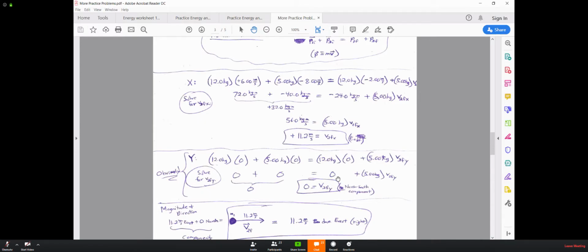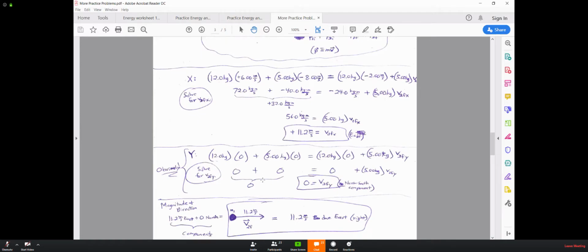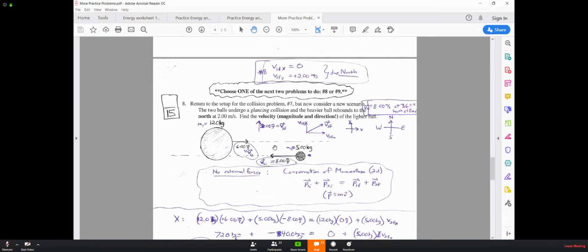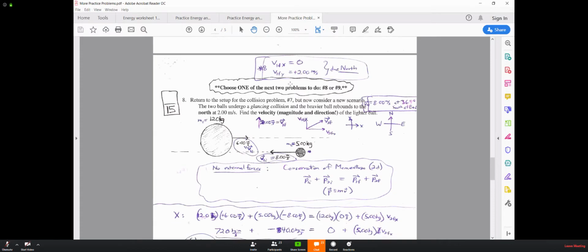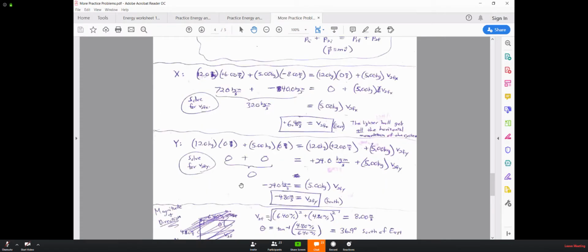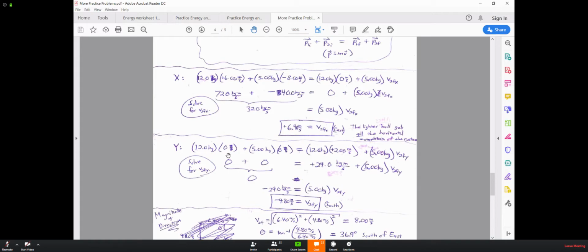How is this going to change if I go to 2 dimensions and the object exits to the north? V1 final X is 0 because the object's heading due north. V1 final Y is +2, positive meaning the northward direction. So I am setting up the exact same 2 equations for the 2D problem as the 1D problem, but some numbers that used to be 0 aren't 0 or vice versa. Okay, so here we go. This is conserving momentum in the X direction and then down here in the Y direction.